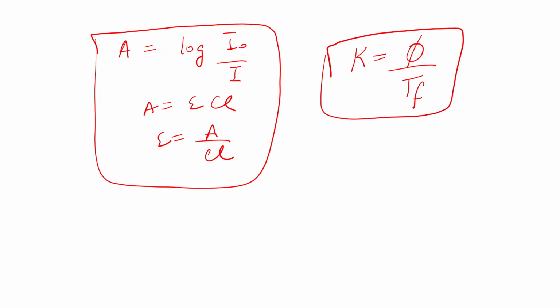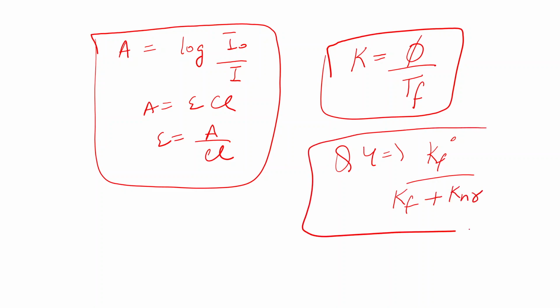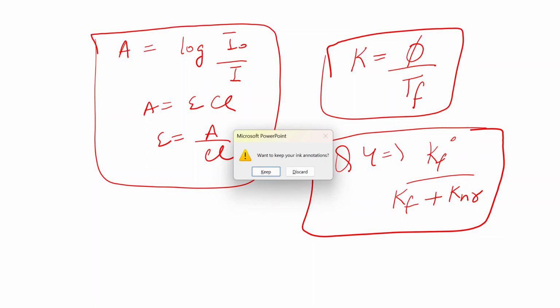So all this you have to remember, like what is quantum yield. It is the emissive rate of the fluorophore divided by the emissive rate of the fluorophore plus the non-emissive rate. So all this you should remember.